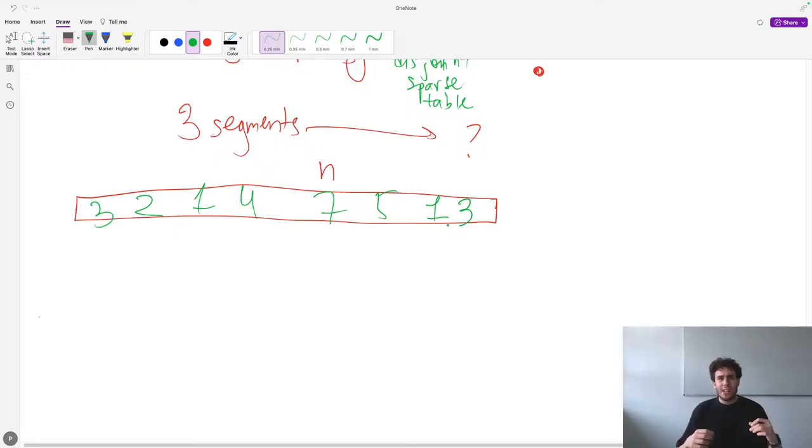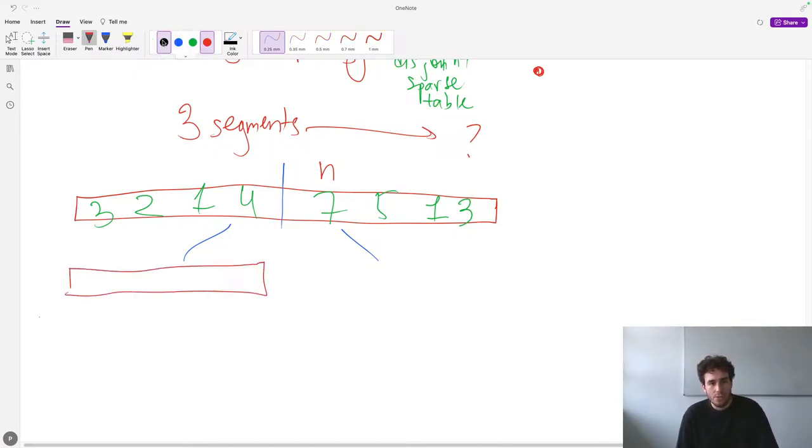But in merge sort, we first split and then we merge back, right? That's why it's called merge sort. But let's just forget about the merge part. Let's only split. So what does merge sort do? Merge sort takes this array, splits it into 2 halves, and recurses on the 2 halves. So we're going to have 3, 2, 1, 4, and here we're going to have 7, 5, 1, 3.